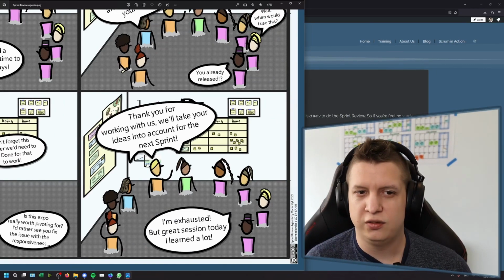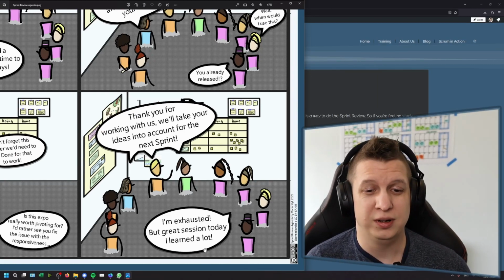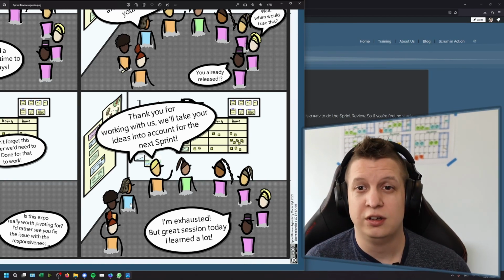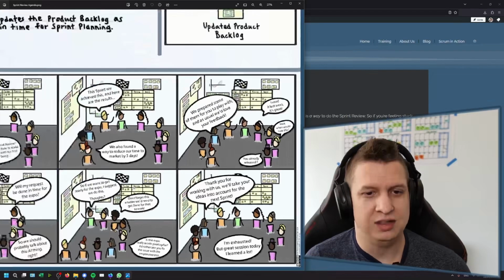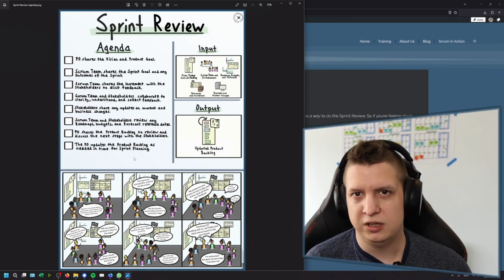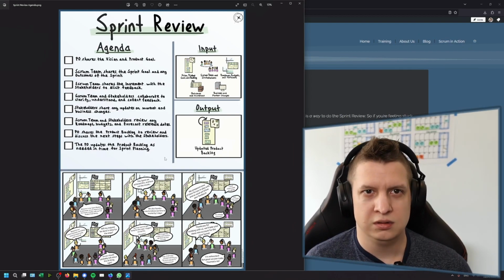Scrum team says, hey, thank you for working with us. We'll take your ideas into account for the next sprint. Hopefully, if you've done things right, your stakeholders are tired, right? I'm exhausted, but it's been a great session today, and hopefully they learned a lot. And we learned a lot from them as well. That is the idea, right? It should be a tiring session. It should be a working session. And both the Scrum team and stakeholders should leave with more knowledge and more value than they entered the event with.